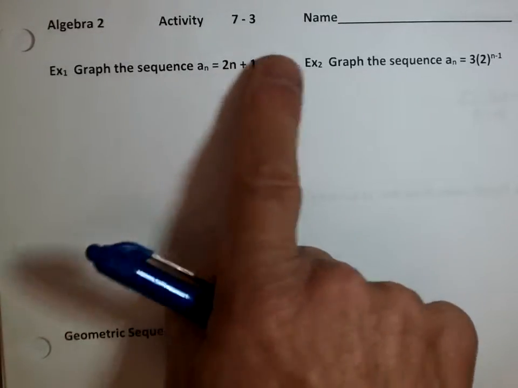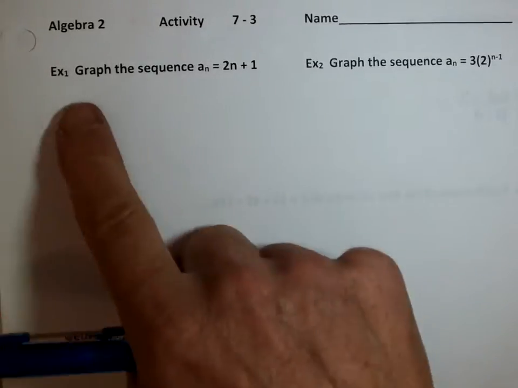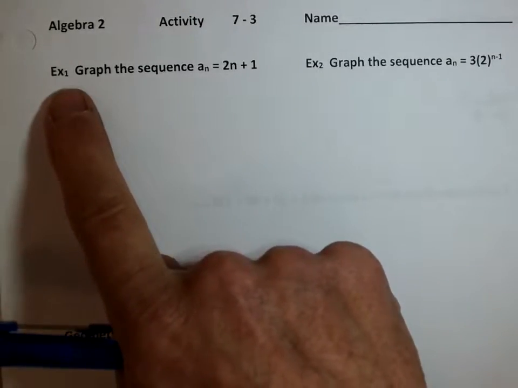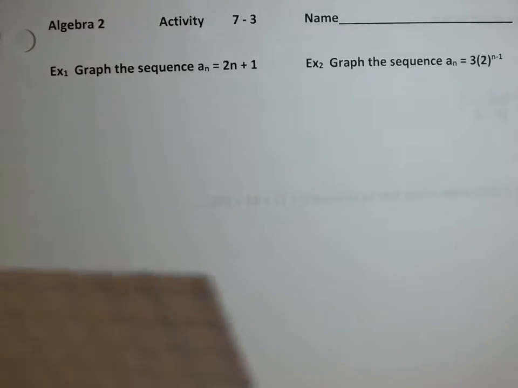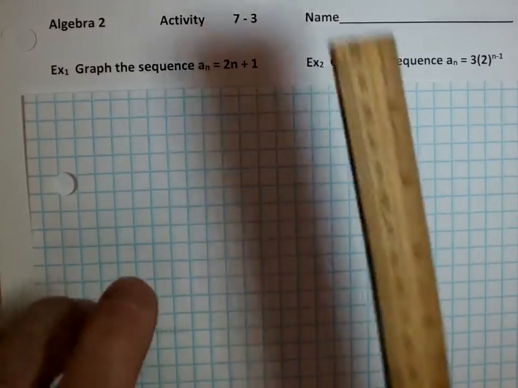Anyhow, so Mr. Fredericks probably has passed out this activity 7.3. If he hasn't, go ahead and pause the film and pass out activity 7.3, and I'll wait. So go ahead and pause if you need to. Okay, hopefully you're back, and to do activity 7.3, number one, example 1, I'm going to graph this sequence. So hopefully you have graph paper. If not, I guess you just watch along or put it on your paper there.